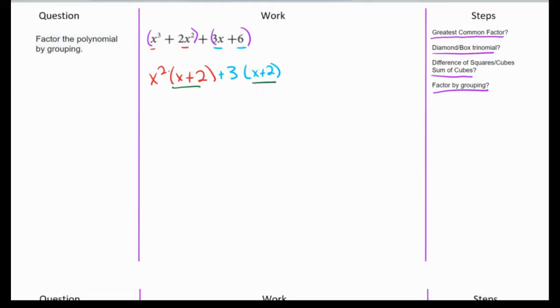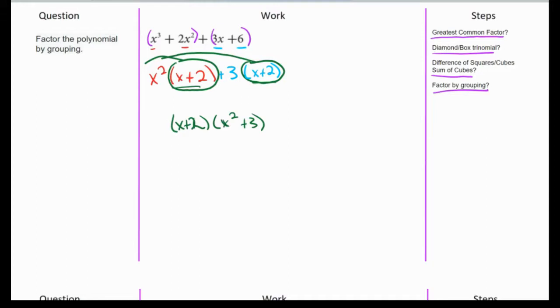So if we see this here as x plus 2 and x plus 2, if they're the same, that's great, because then we can think of it like a greatest common factor and pull that out of our equation. So what that looks like is I have x plus 2 now in the front and x squared plus 3, which is left over.